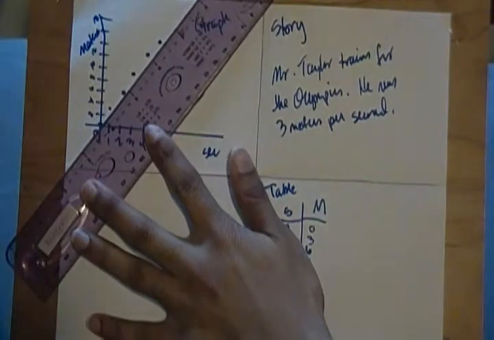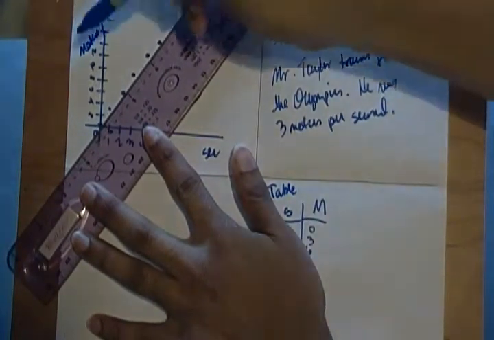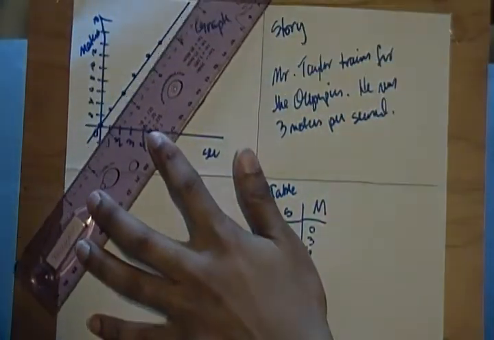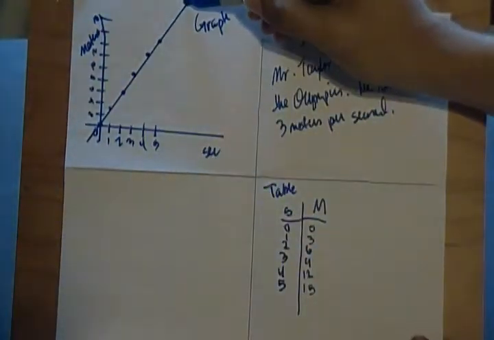So I have my points. Take a straight edge, connect the dots, and there I've graphed the equation. Well, I graphed the story.